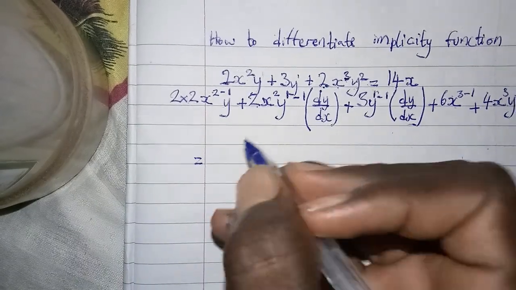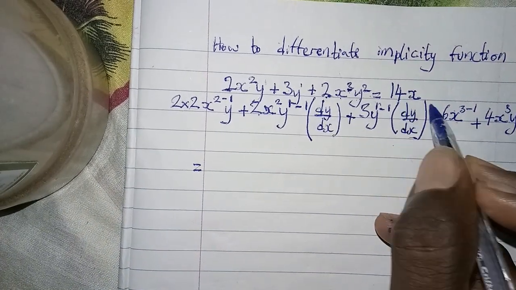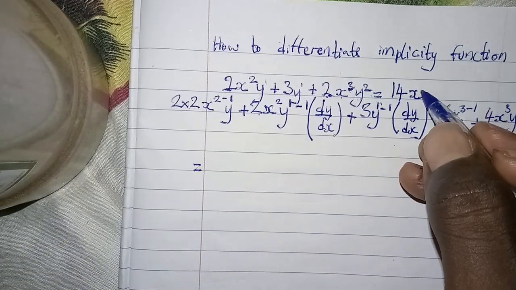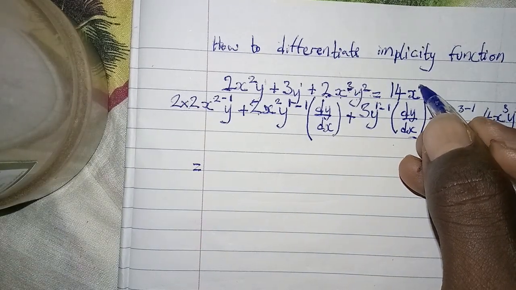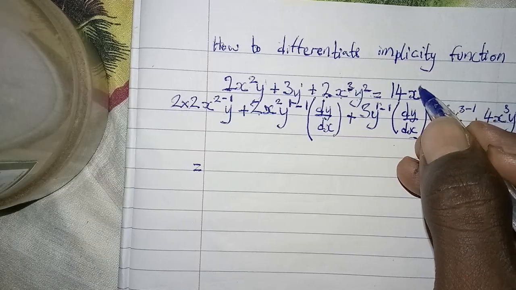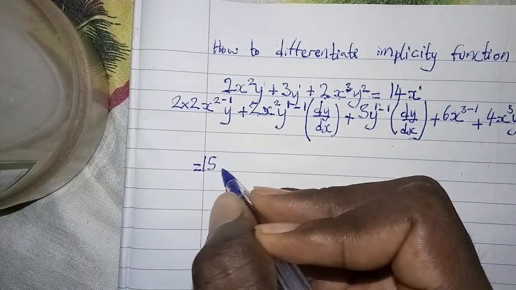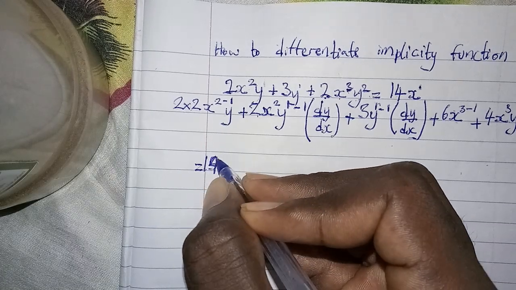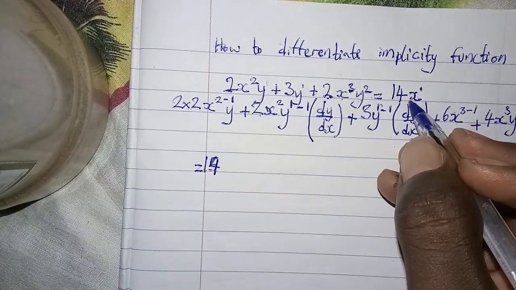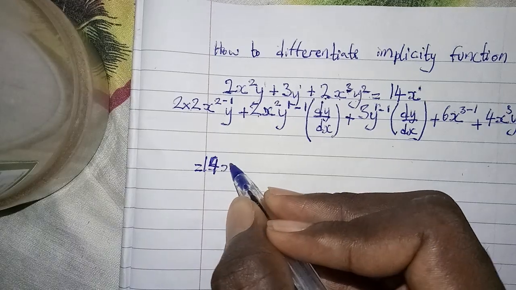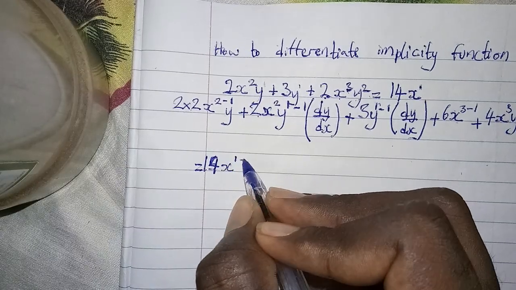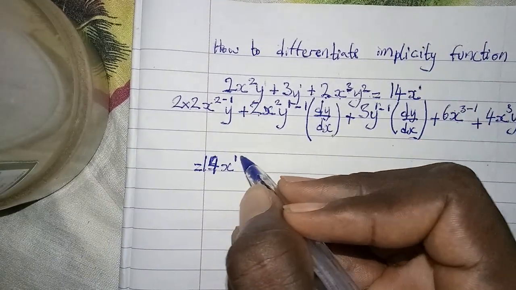Let's bring our equal to sign. We're going to have, there is an exponent 1 here. So exponent 1 times 14 will give you 14. Then 14 times x to the 1 minus 1.